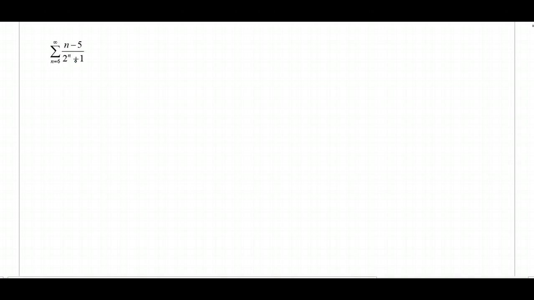Alright, so now for this last example, and this is a trickier example, I have the sum from n equals 6 to infinity of (n minus 5) over 2 to the n plus 1. So the series that I'm going to compare this infinite series to is going to be the sum from n equals 6 to infinity of n over 2 to the n. So we're going to have the sum from n equals 6 to infinity of (n minus 5) over 2 to the n plus 1, and we're going to compare that to the sum from n equals 6 to infinity of n over 2 to the n.